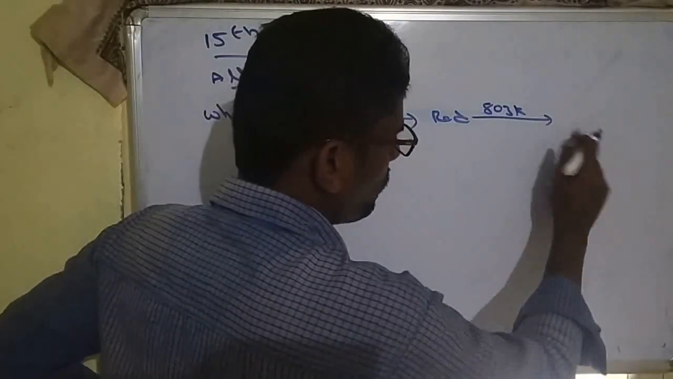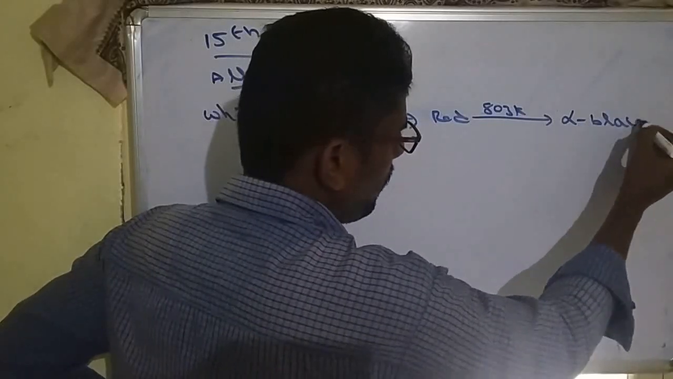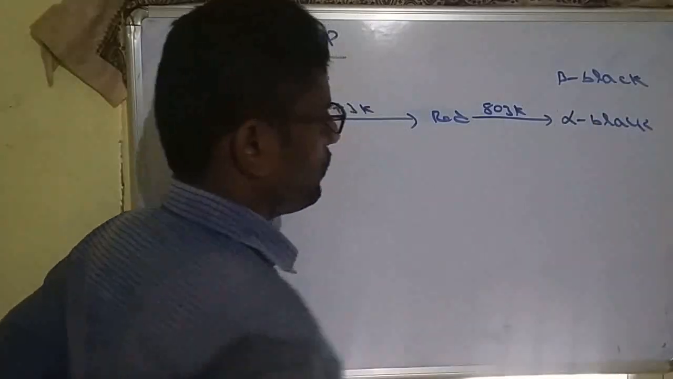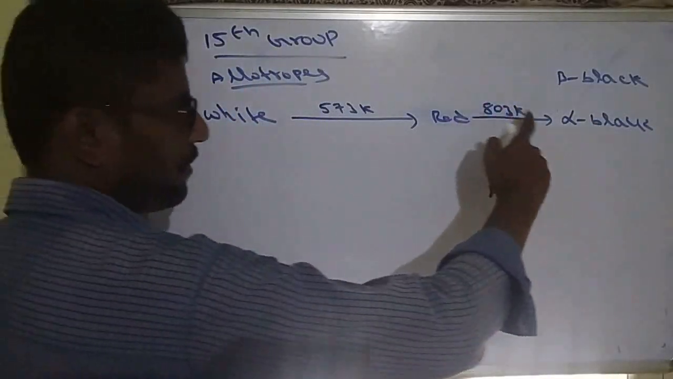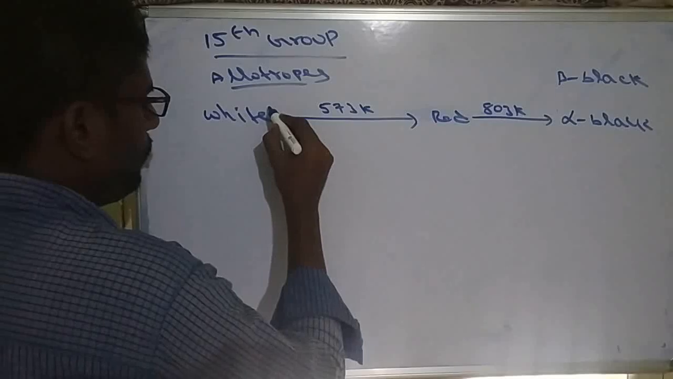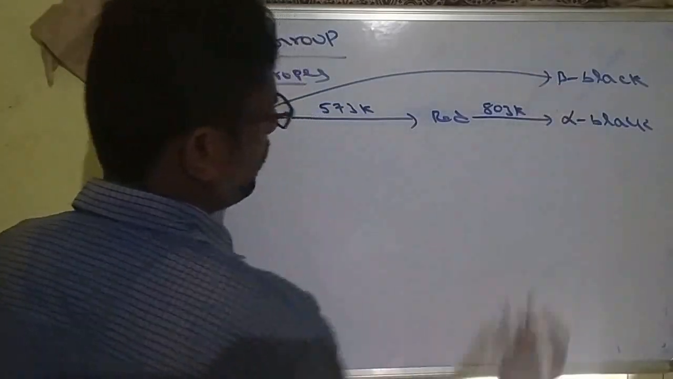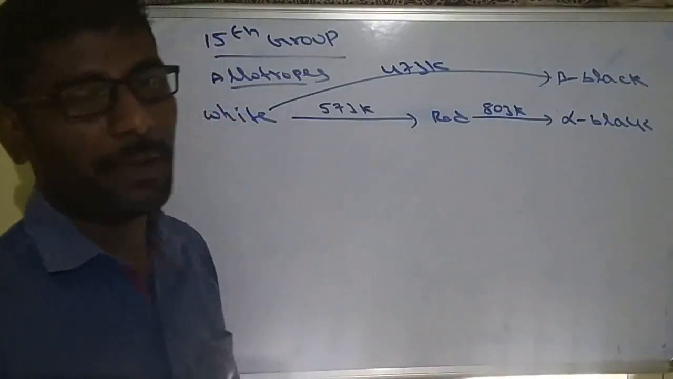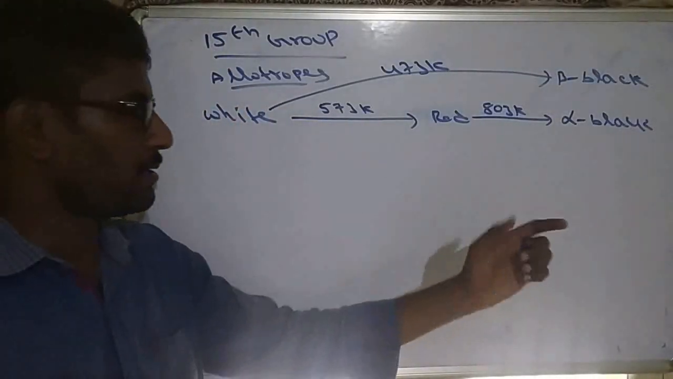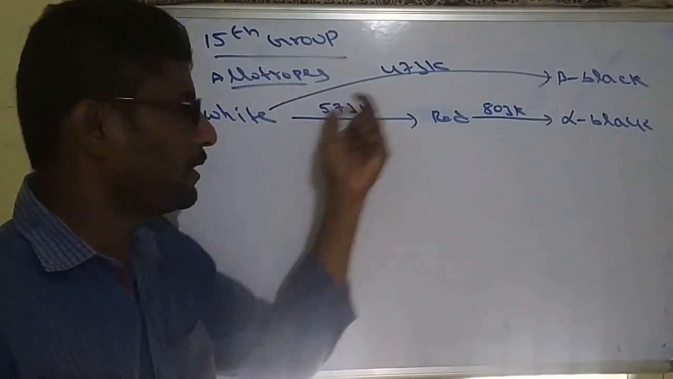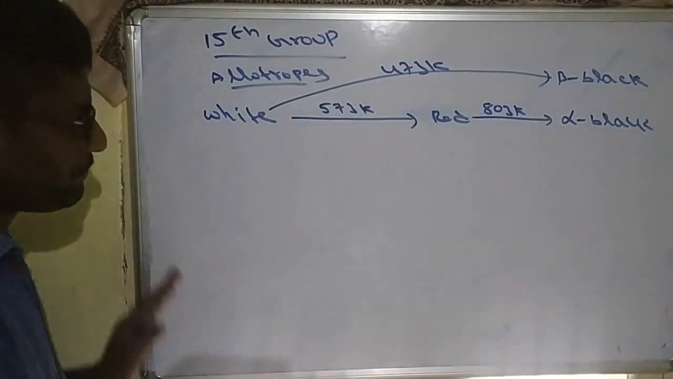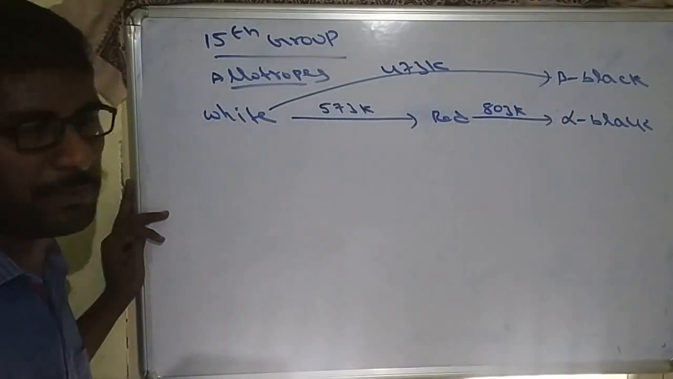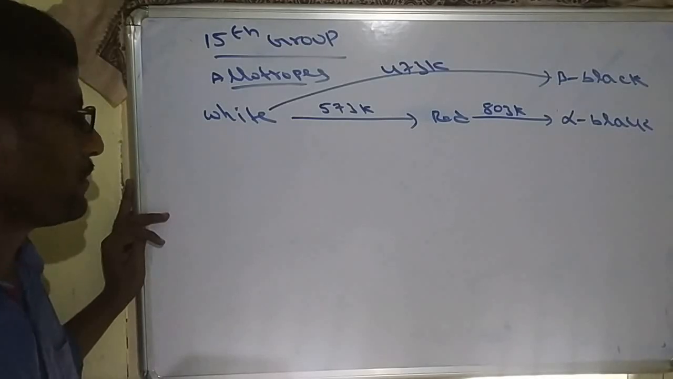Actually black phosphorus is of 2 types, alpha black and beta black. Alpha black is formed from red phosphorus on heating at 803 Kelvin, whereas white phosphorus is directly converted to beta black by heating at 473 Kelvin and also high pressure. So these are the temperatures which convert one form of phosphorus into another form, but temperatures are not important. White phosphorus, red phosphorus and black phosphorus are 3 types of allotropes of phosphorus.